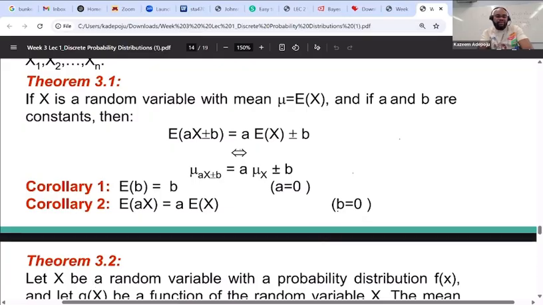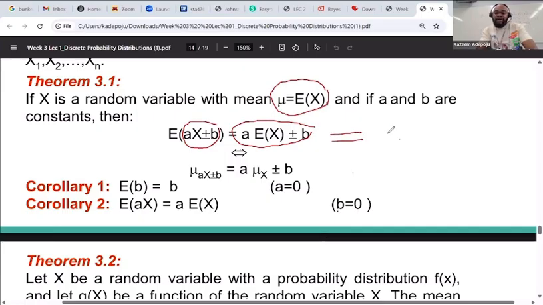For instance, if I have a linear combination that you have seen before in high school, aX plus b, and X is a random variable such that the mean of X exists, the expected value of X is mu. Then the expectation of aX plus or minus b, if I substitute, because the expected value of X is mu, is going to be a mu plus or minus b.